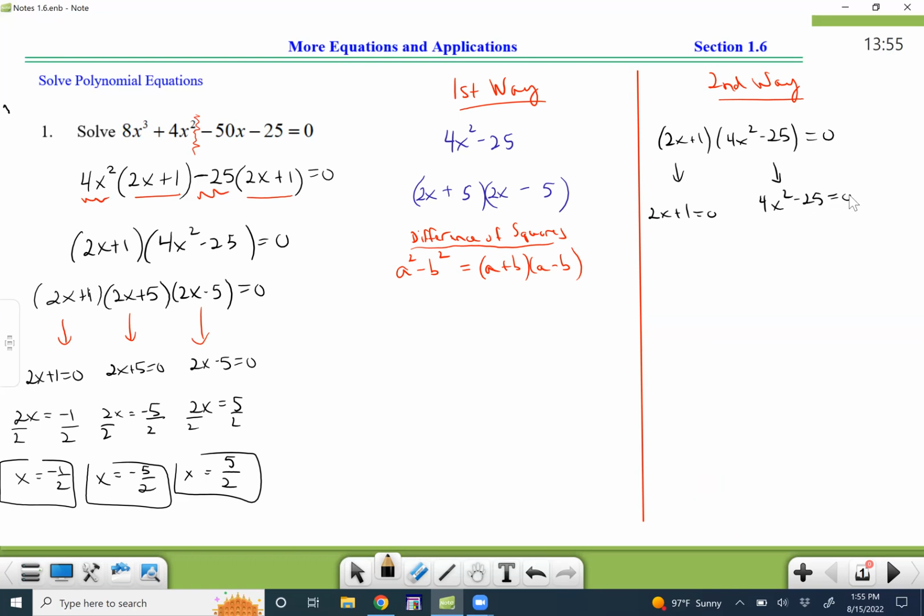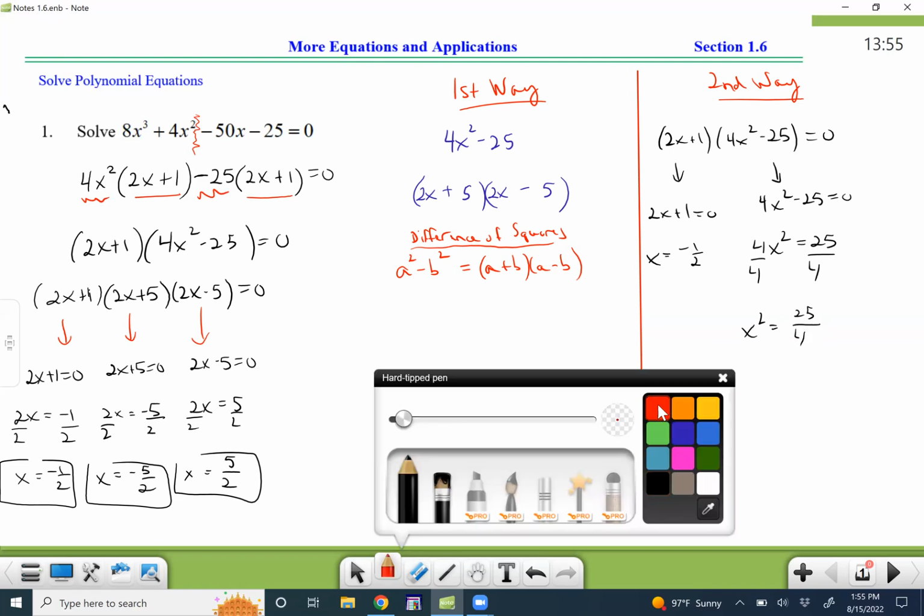Okay. And then this one we already solved. So let's just write the answer down. No need to reinvent the wheel. On this one, move the 25 over so that it's a positive 25. Then divide the 4 out. So you're isolating the square term. This is us solving by using square roots, okay? We did it, I think 2 sections ago, okay?